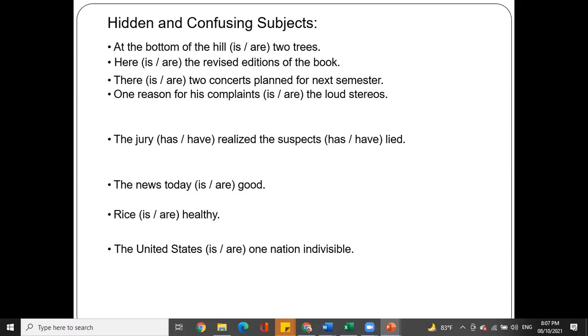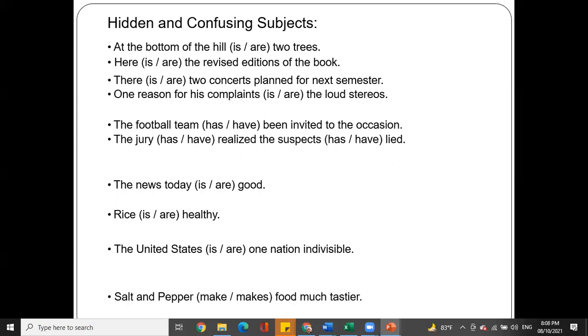The class is adjourning for the day. The football team has been invited to the occasion. Salt and pepper makes food much tastier.